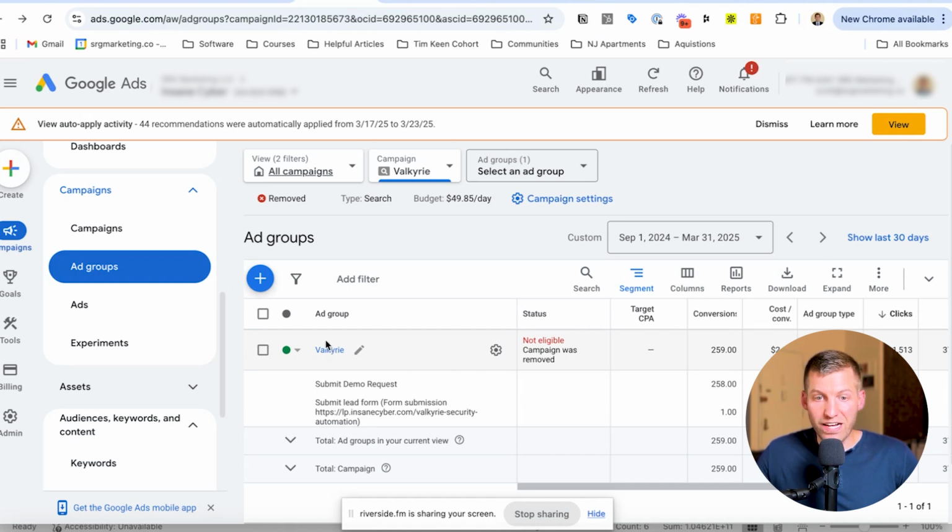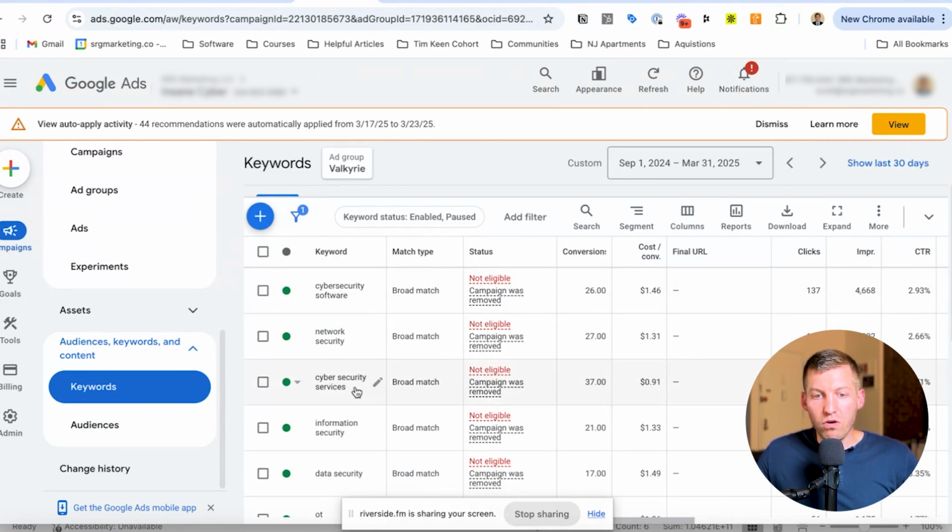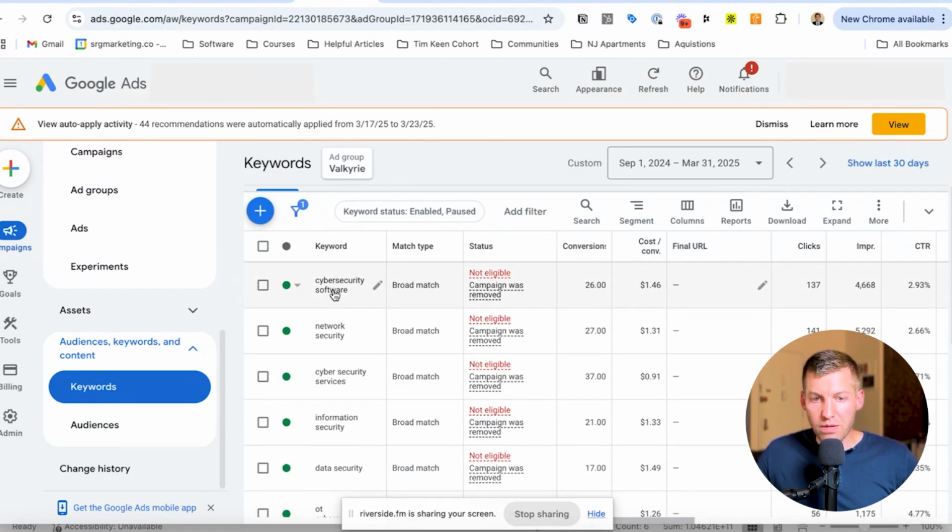I'm going to go into the ad group. One thing that stands out right now is they only have one ad group. That's usually a sign that they didn't group things separately. Overall, some of these keywords are pretty similar, like cybersecurity software and cybersecurity services. Those are the type of keywords you'd want to group together and write very specific ads about.